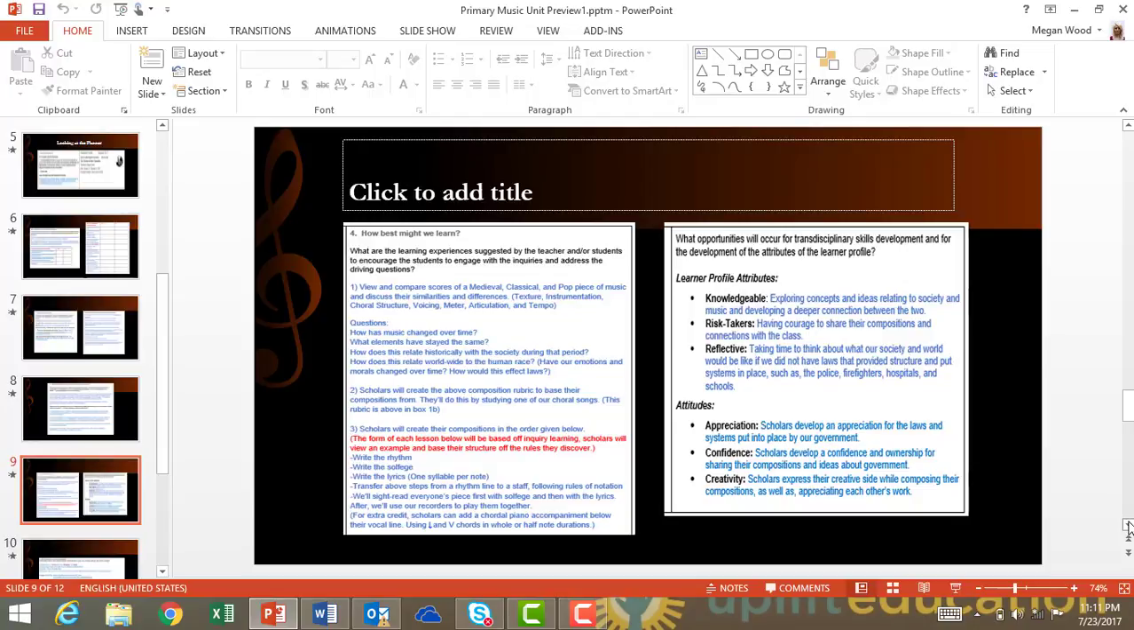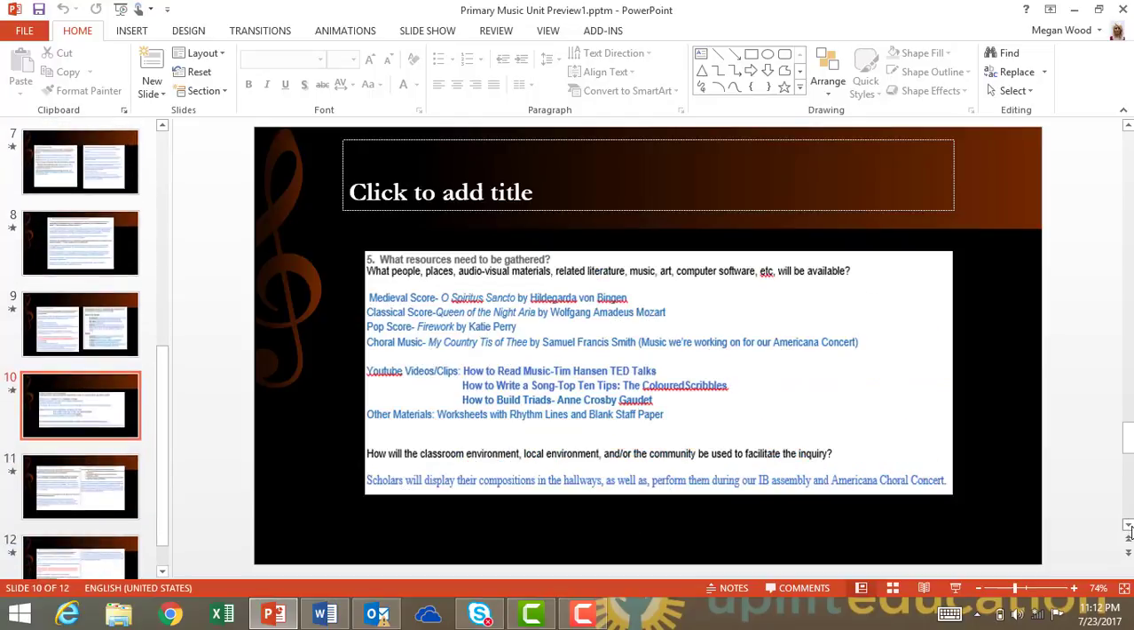Also in box 4, you have the learner profile attributes and you have the attitudes. You get to pick from a list that are there in the PYP. Just keep in mind as you pick from them how it really can connect to the unit and how it relates to the transdisciplinary theme and the central ideas.